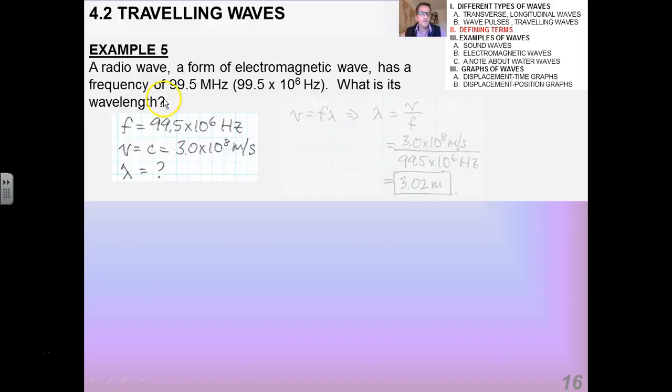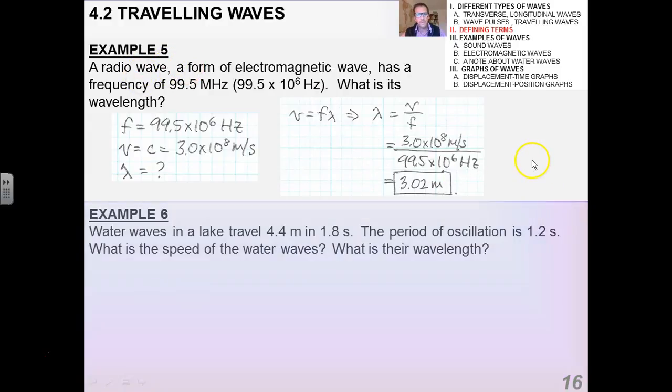But what's its wavelength? Well, all we do is we deal with the wave equation again, noting that V is actually C, which is 3 times 10 to the 8 meters per second. And it turns out that radio waves, FM radio waves, are on the order of a couple of meters long. Pretty cool, okay? Here's another example about water waves.